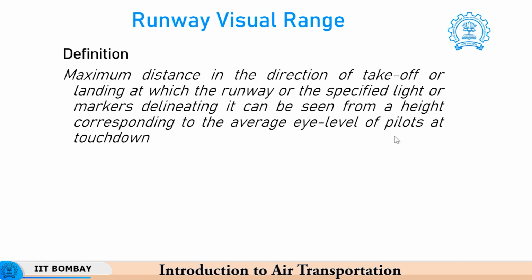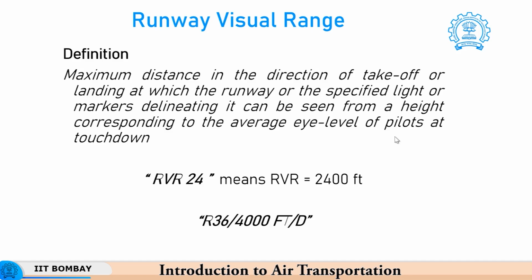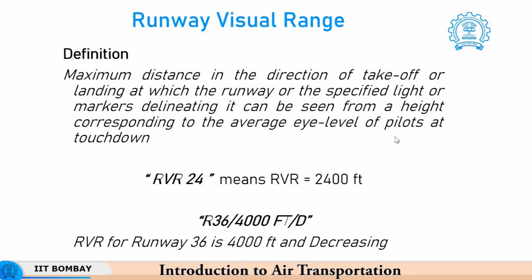So, RVR is generally measured at the eye level of the pilot, and either the end of the runway or some designated point at the runway. You just check how much is the visibility to that point, and when you quote RVR 24, it means that the runway visual range is 2400 feet, and if you report R36/400 feet/D, it means that the RVR for runway 36 is 4000 feet and it is decreasing with time.